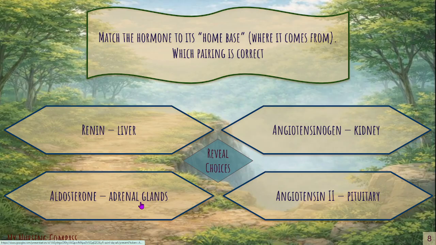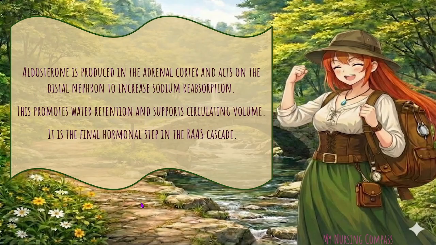If you said aldosterone from the adrenal gland, you are correct. Aldosterone is produced in the adrenal cortex and acts on the distal nephrons to increase sodium reabsorption. This promotes water retention and supports circulating volume. It is the final hormone step in the RAAS cascade.